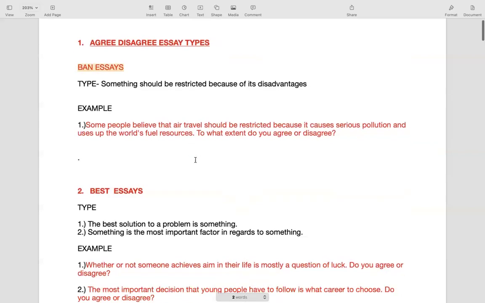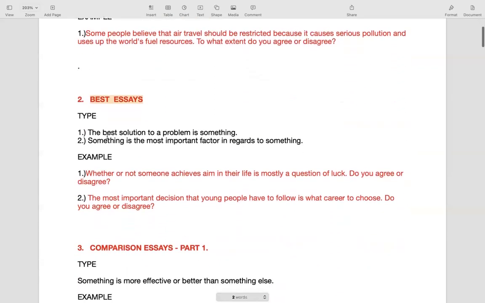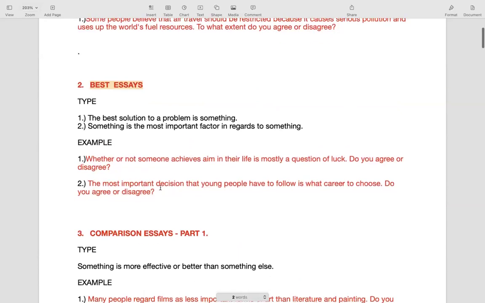Something should be banned because of its drawbacks. The second essay would be something is best. It's better than everything else. So it's the most important factor. Like money is the most important factor for working. The main reason why people work is money. Other factors are less important than money. Something is the best solution to something. So these are the second type of essays, the best essays or the most important essays, I would say, where the word "most" or something like that is used. For example, here, the most important decision that young people have to follow is what career to choose. So the biggest decision people have is the career choice.